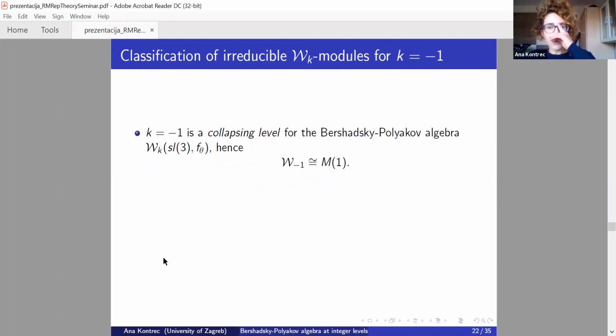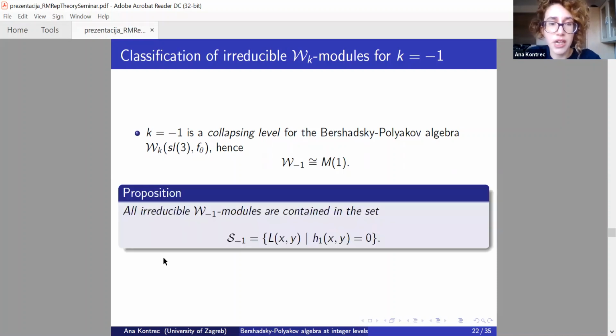Okay, so now I will give a few examples. Probably the easiest one is k minus 1. This is a special level. This is in fact a collapsing level for the Bershadsky-Polyakov vertex algebra. And in this case, it actually holds that W minus 1 is just isomorphic to the Heisenberg vertex algebra.